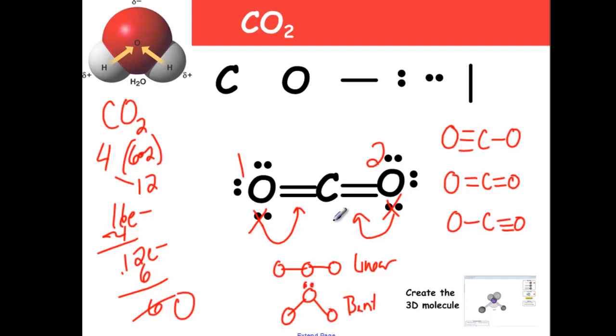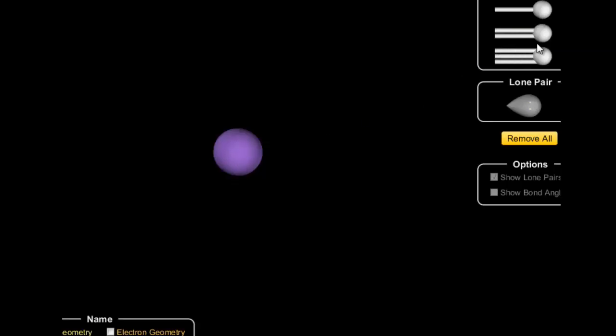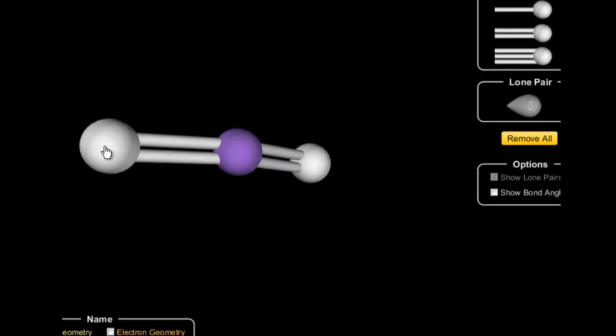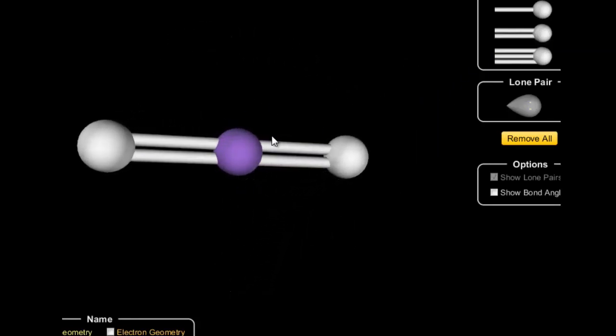There are no electrons on that carbon. So here's our center atom. We got a double bond on one side, double bond on the other. And that looks like it's a straight line, doesn't it? There's no electrons on that center atom. So it remains a straight line. It remains linear.